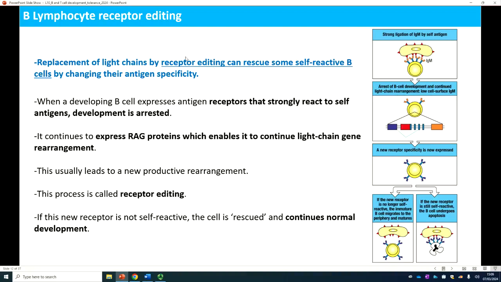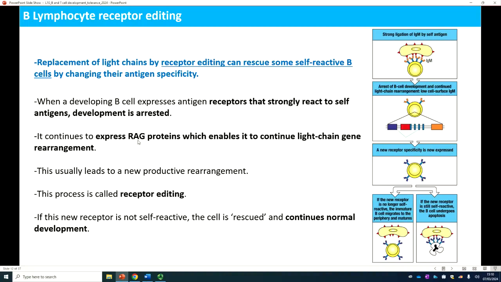So if we look at receptor editing in a little bit more detail. As I mentioned, this is essentially where we will replace our light chain genes to try and effectively rescue those self-reactive B cells by tweaking their antigen specificity. In the diagram here, we have a B cell whose antigen receptor is interacting strongly with our self-antigens, so we stop all of the development there. We don't want it to go any further.